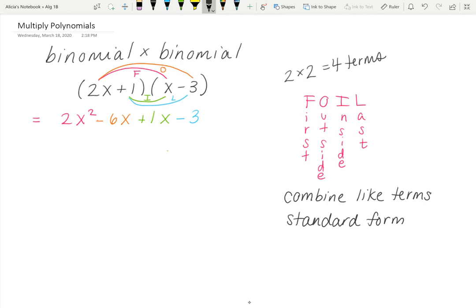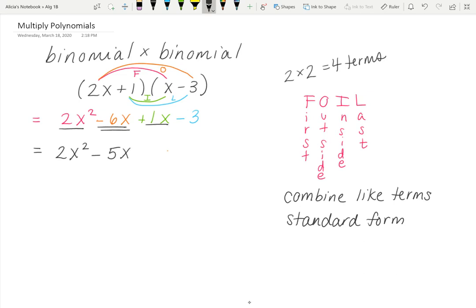So the highest exponent term is 2x squared. There are no like terms with this, right? There's nothing to combine with that term, so I'm just going to bring it down to the next step. Then you have the negative 6x and the 1x. Those are like terms because they both have an x, technically an x to the first power, but you don't have to write that exponent of 1. When you combine like terms, you combine your coefficients and keep everything else the same. So negative 6x plus 1x would be negative 5x.